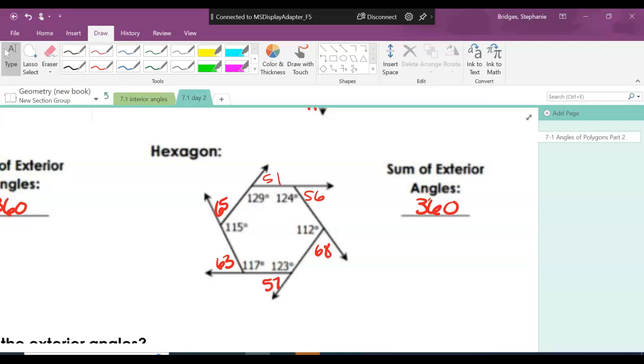Everybody okay with that? Top is 51, bottom is 57.